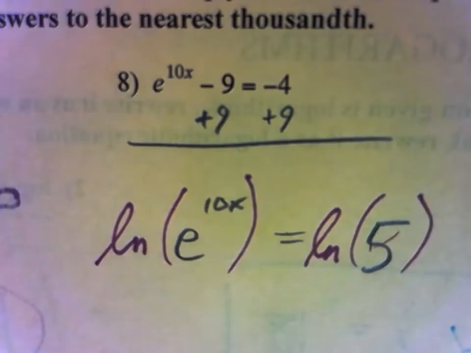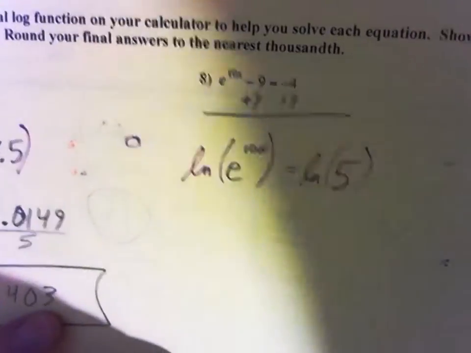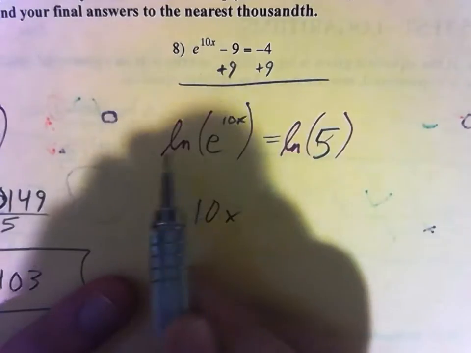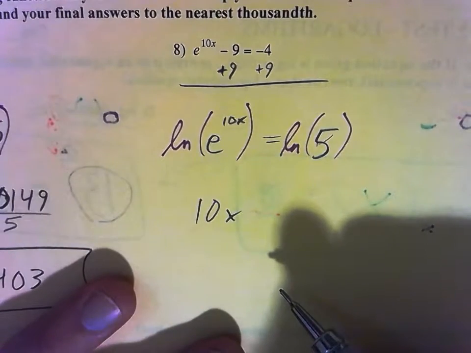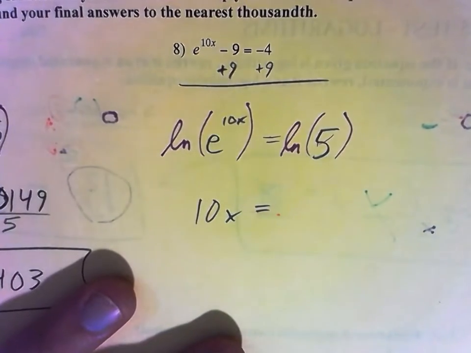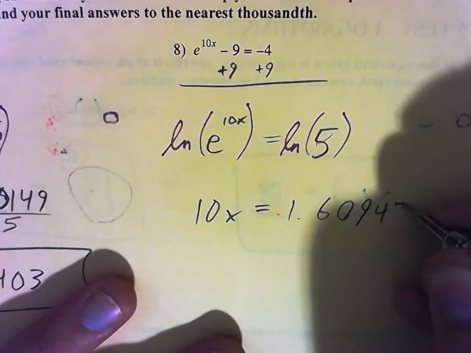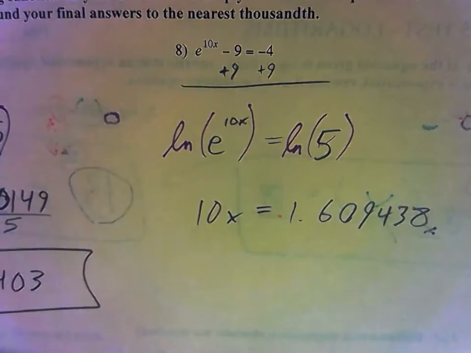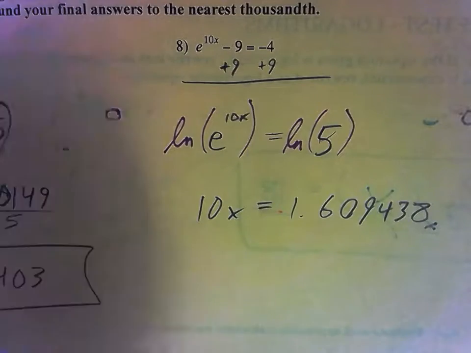This side we're going to plug into a calculator. This left side, it's just going to leave us with 10x. Natural log and e to the power of something are inverse operations. Natural log of 5, type that in your calculator. It's 1.609438. Okay, notice I'm going a little further than I need to.